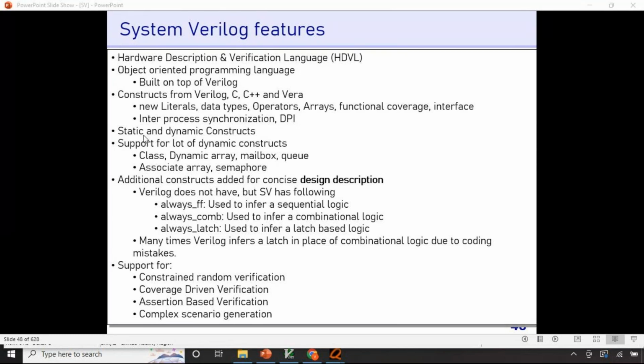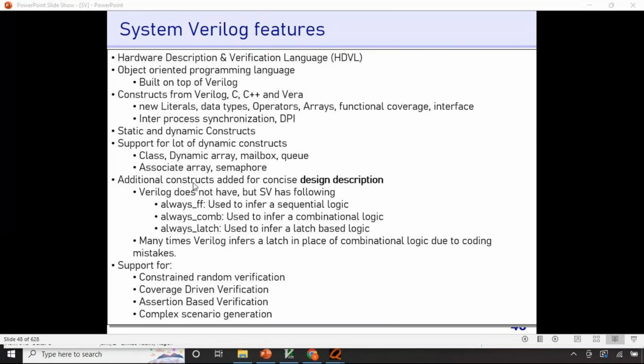SystemVerilog has both static and dynamic constructs. It's not only dynamic. It has static plus dynamic constructs, with support for a lot of dynamic constructs. What are those? Class is a dynamic construct. Dynamic array, mailbox, queue, associative array, semaphore.